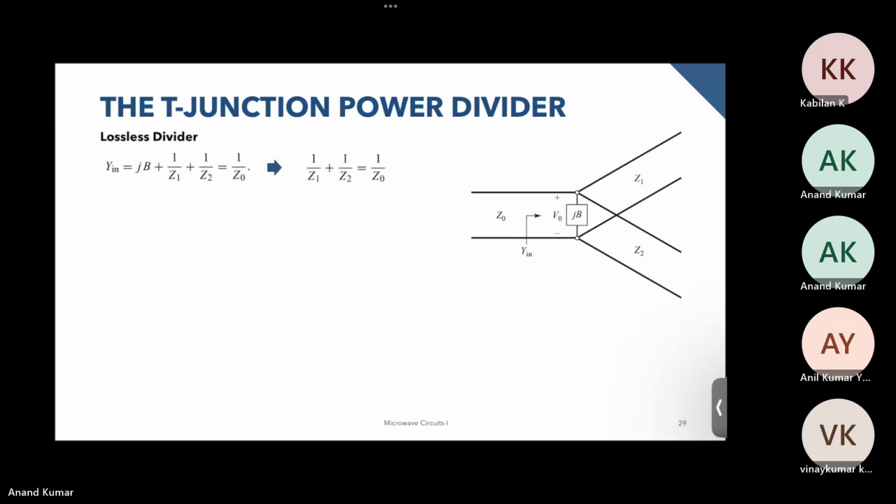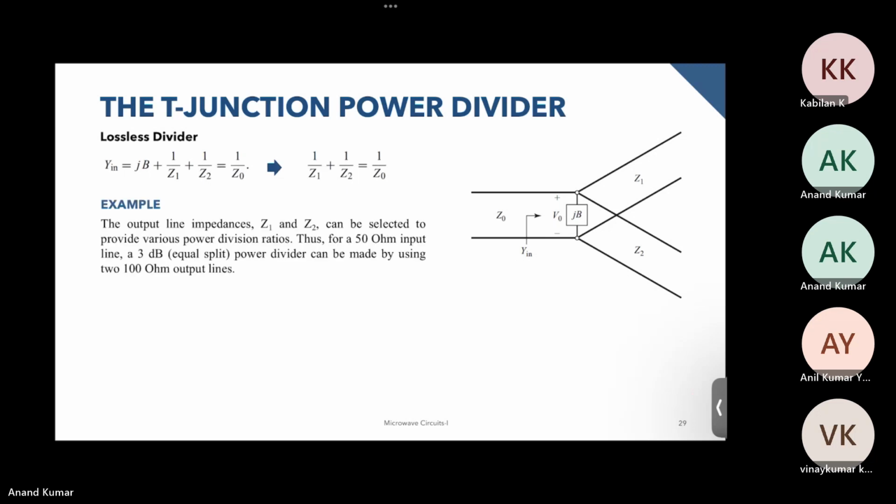Okay, so we'll just finish this and then go back to Anil if he has any questions on this. So let's take an example. If this particular power divider was supposed to have an input impedance of 50 ohms, and we wanted to divide the power equally in both these arms, then in that case this Z1 and Z2 both of them will become equal to 100 ohms.